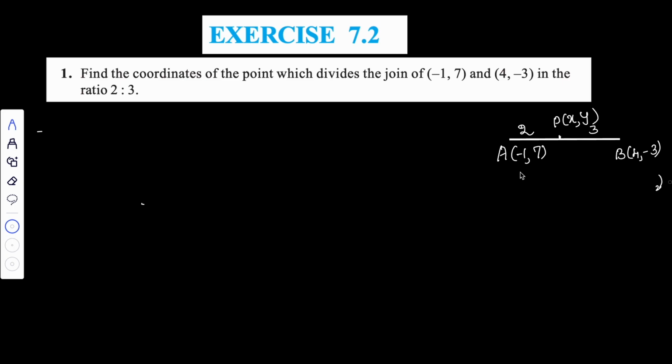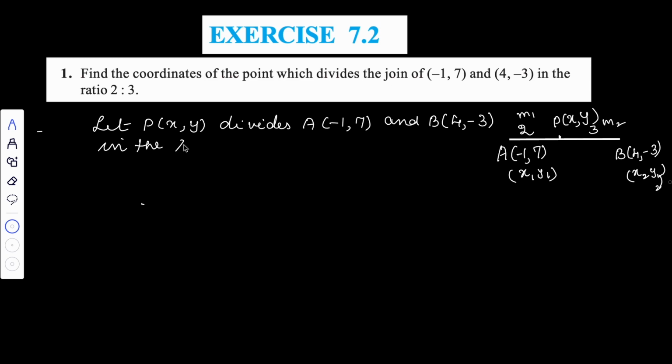So here, this is x1, y1. This one is x2, y2. This is m1 is to m2. And we are required to find out what P(x, y) is. So we'll write here: let P(x, y) divide A(-1, 7) and B(4, -3) in the ratio 2:3. Now, we are required to find P(x, y) as said.